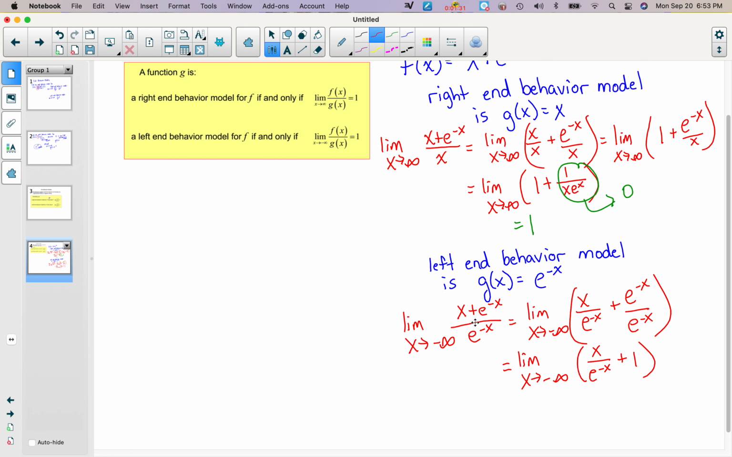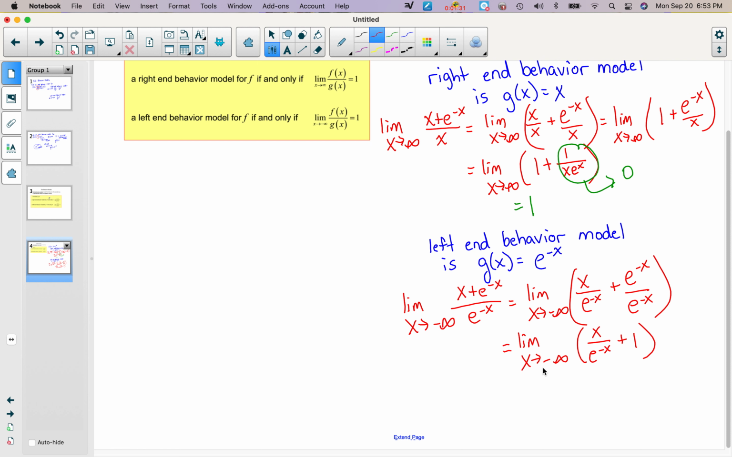Okay, so now let's think about what's happening here. If x is negative and getting smaller and smaller in the negative direction, that means I have the opposite of a negative. So this in the denominator is getting huge. So this takes over, which means this goes to 0 and I get 1 for my limit. So that is proving both sides, the right end behavior model and the left end behavior model.